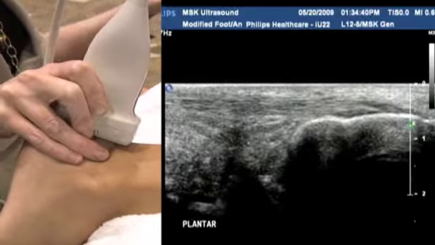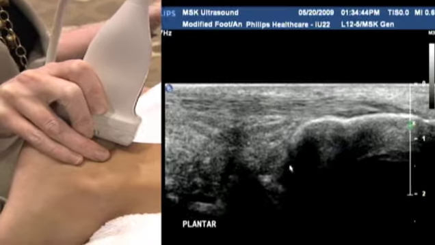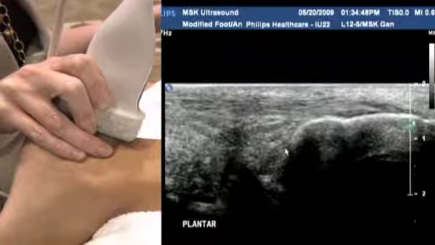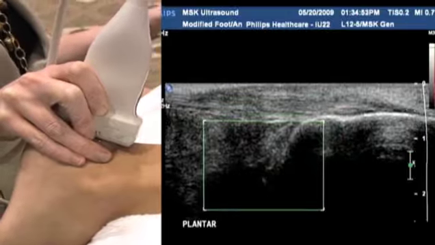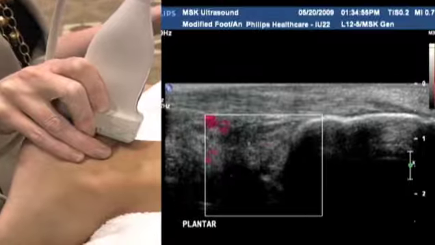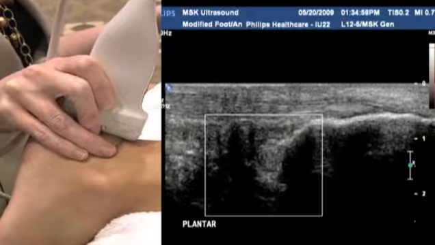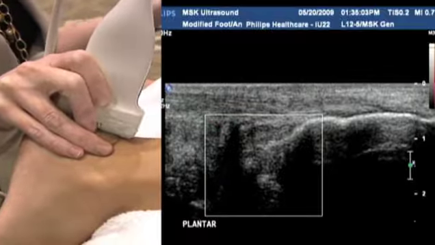You can see here, deep to the Achilles tendon, there's a small fat pad here, and this is an area where fluid can collect in the retrocalcaneal bursa. Sometimes if that becomes fluid filled, it can become inflamed, and it will light up on power Doppler if that's the case. So always make sure that you put power Doppler on that bursa back there.